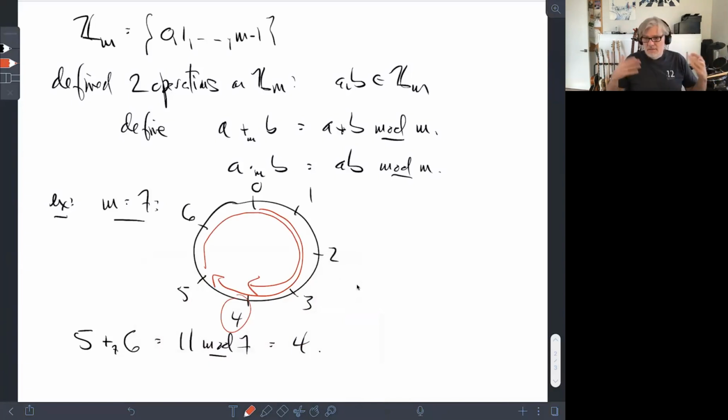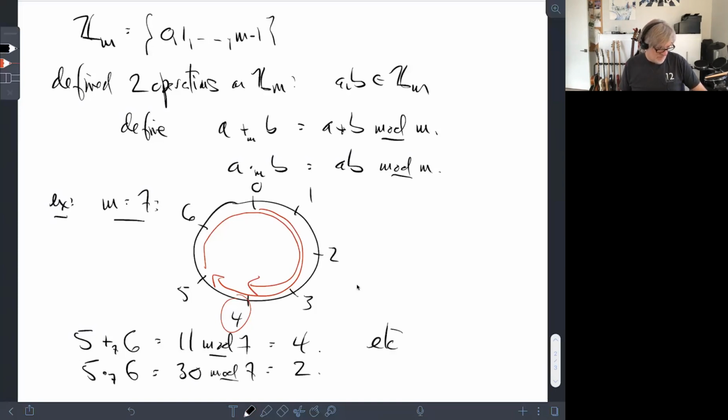And if you multiply, it's exactly the same idea. If you had 5 times 6, you go 5 and you do it 6 times around the circle, or that's 30 mod 7, which is 2. So 5 times 6 would be 30 mod 7. 4 times 7 is 28. It leaves a remainder of 2, like that.